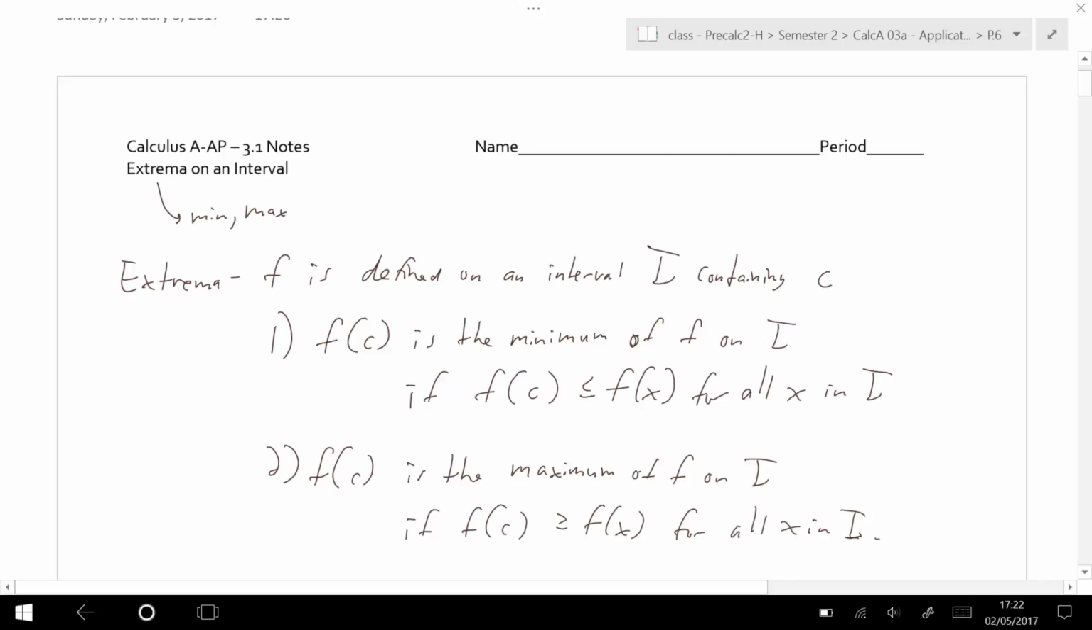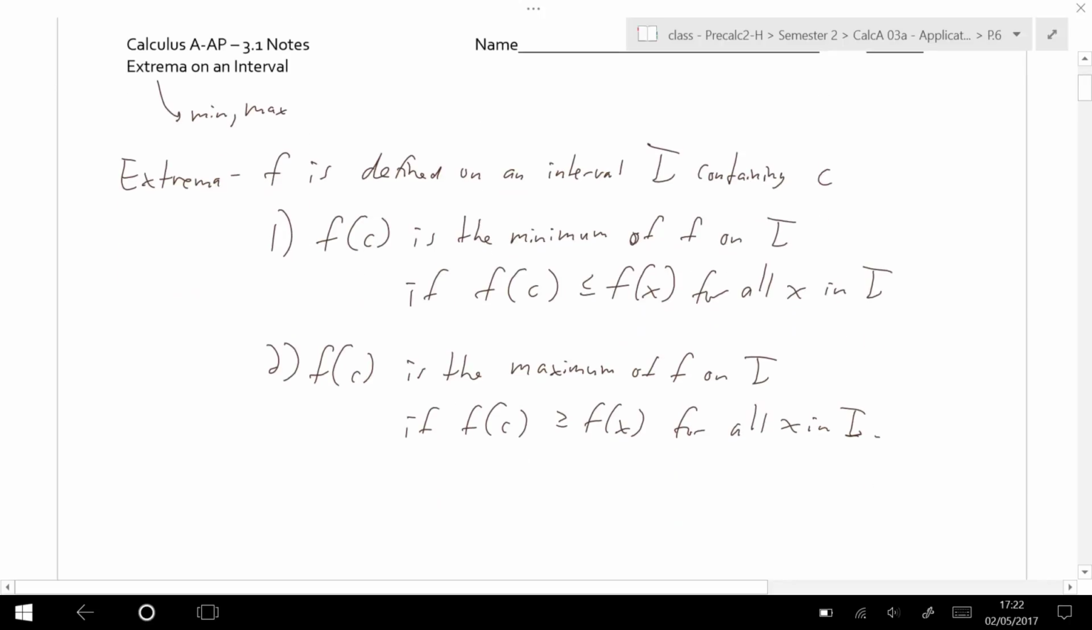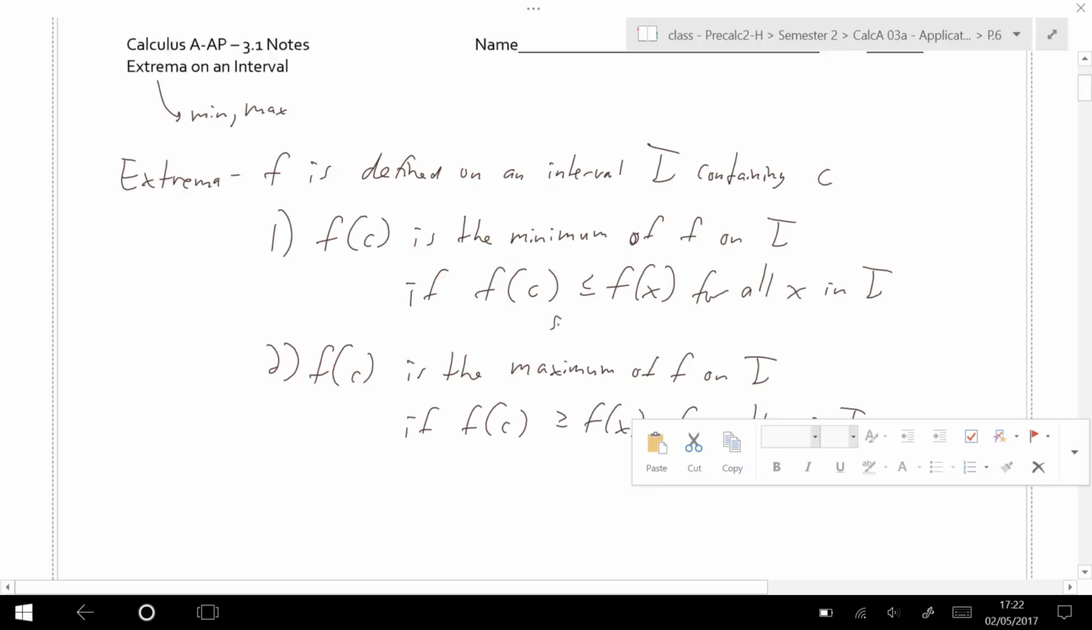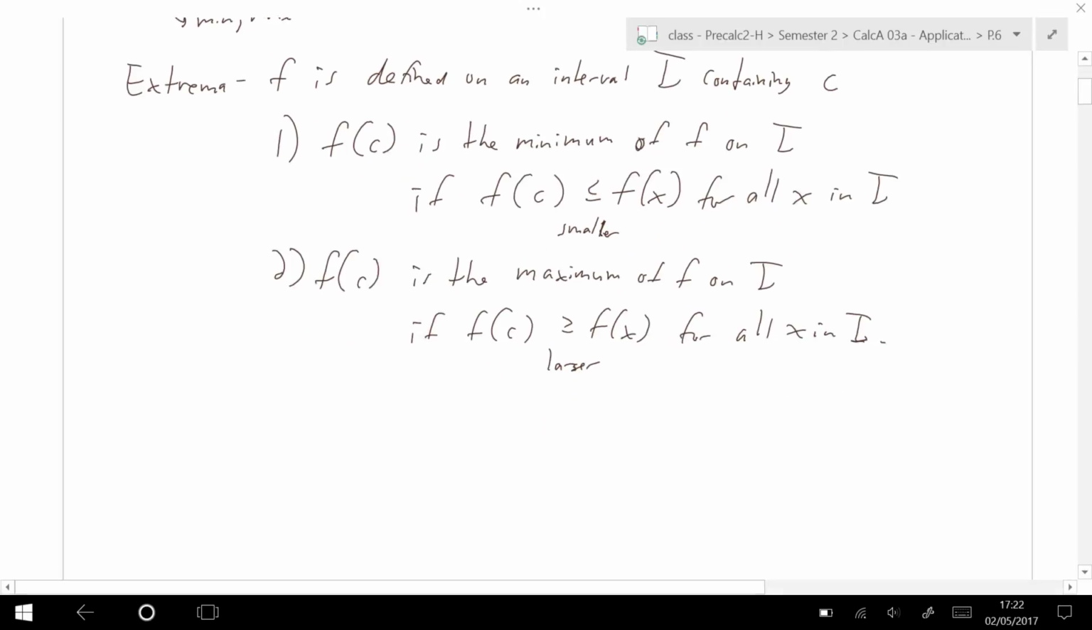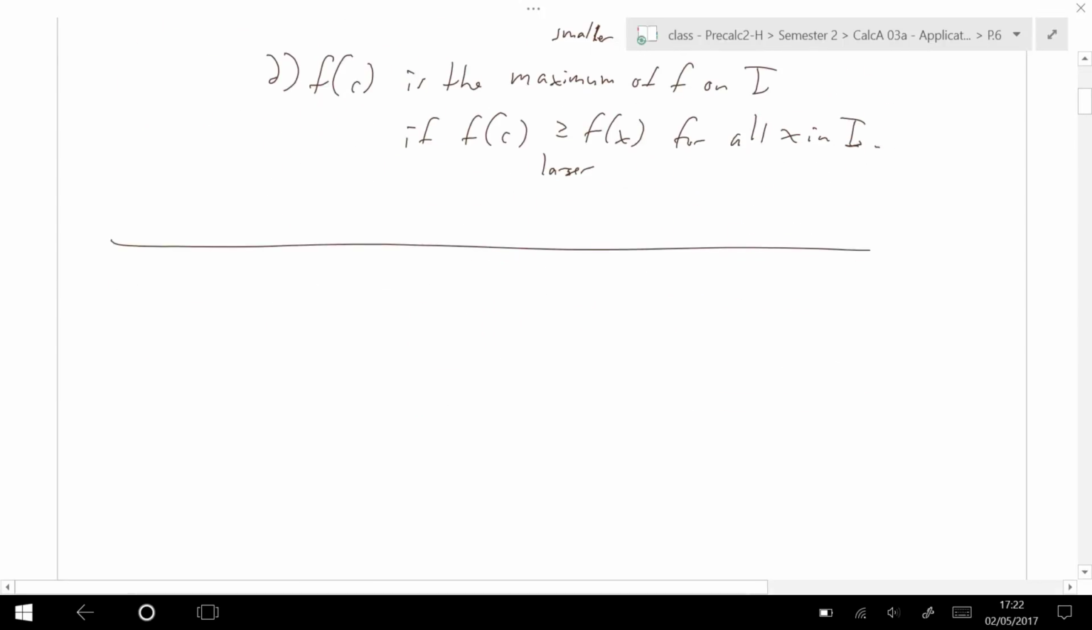So mathematically, if your function value f of c is smaller than every other f of x value, then it's called a minimum, and if it's larger than every other f of x value, then it's called the maximum. This is the general idea behind extrema, but there are two primary kinds of extrema. We've got global extrema. Global means across the globe. It also means kind of the whole thing. So another, more mathematical word is to call it an absolute max or min.